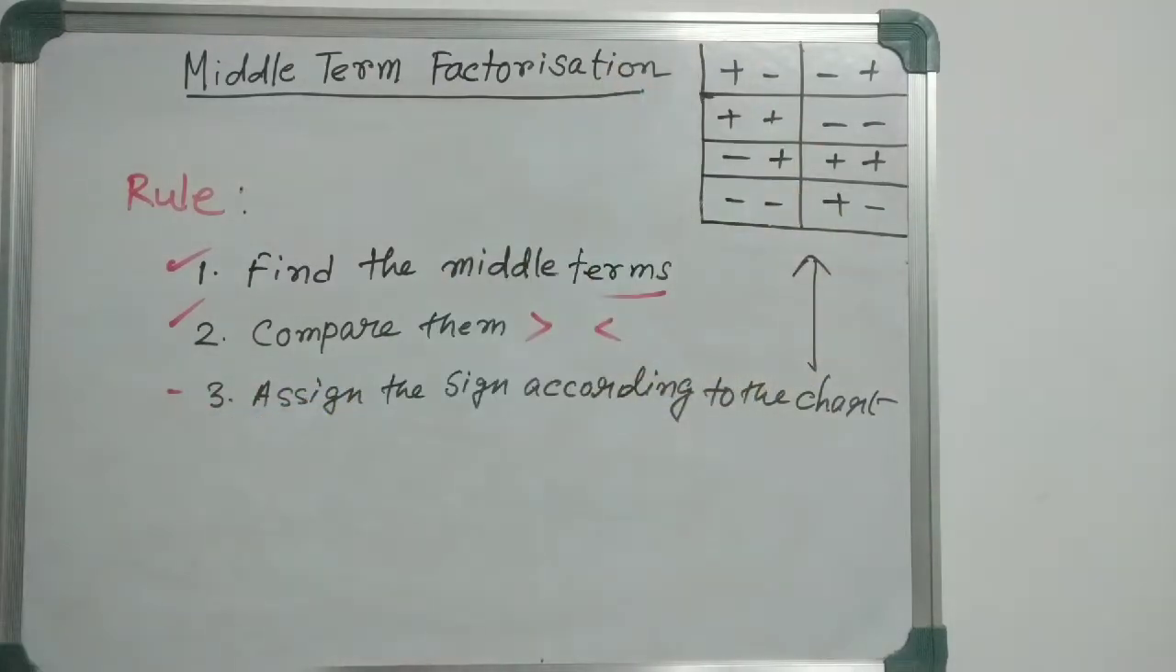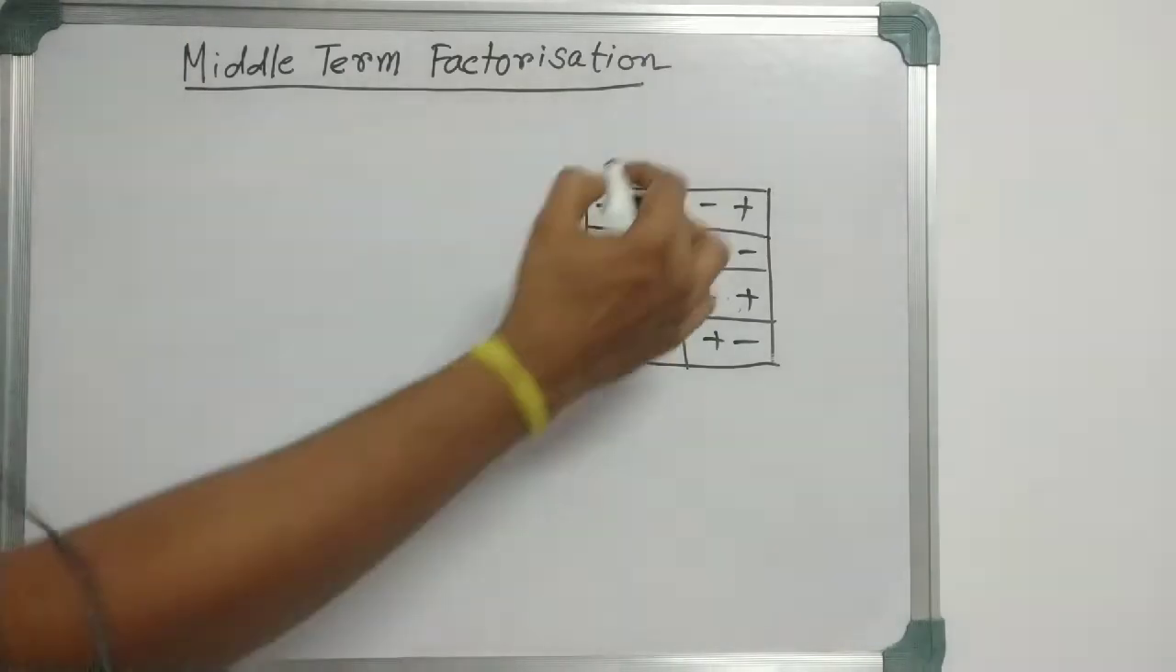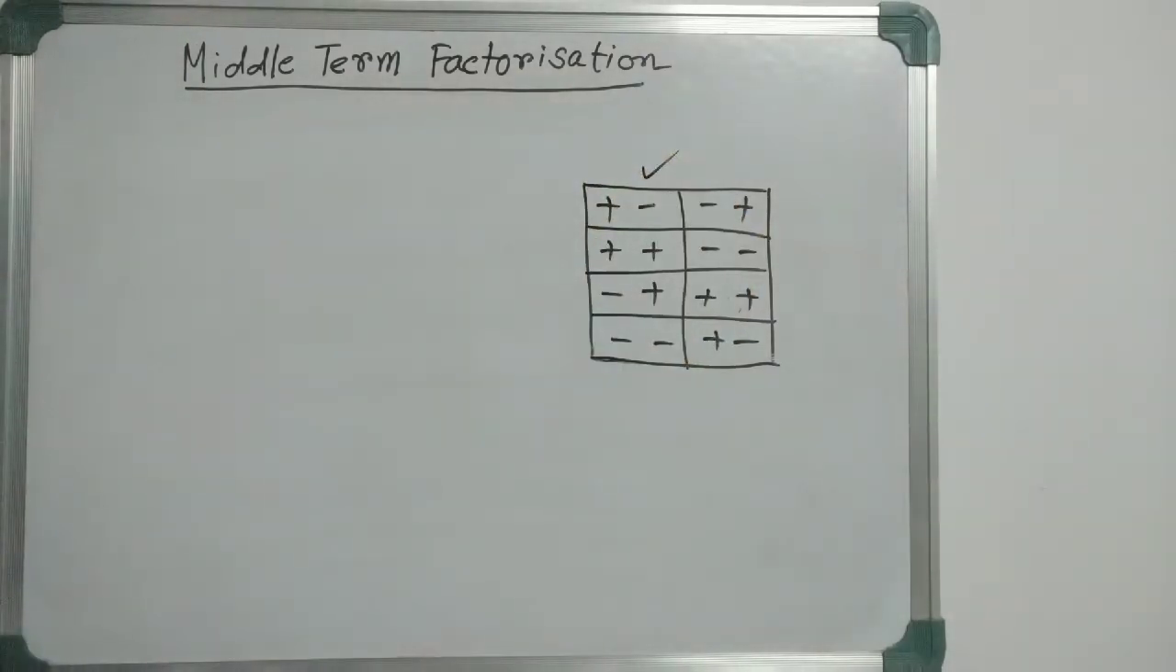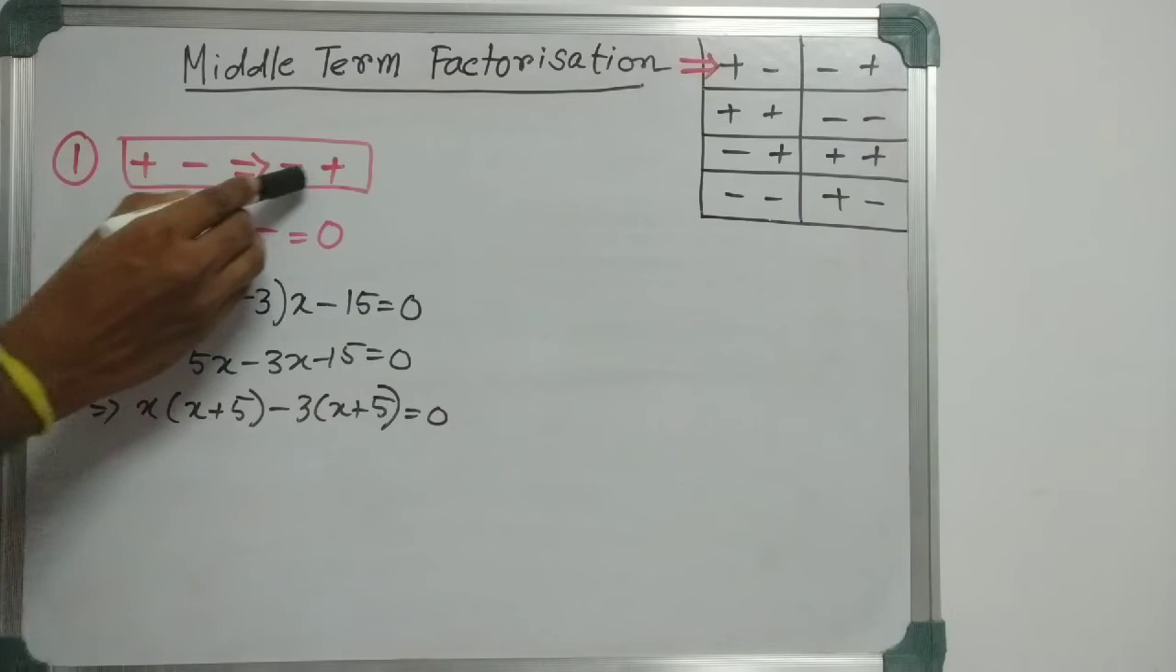And here is the chart. For that you have to keep in mind this chart. Now depending on the position of signs in the equation, there are four categories. Now how this chart is related, I will tell you now. Let us go for the first one, that is plus minus implies minus plus.